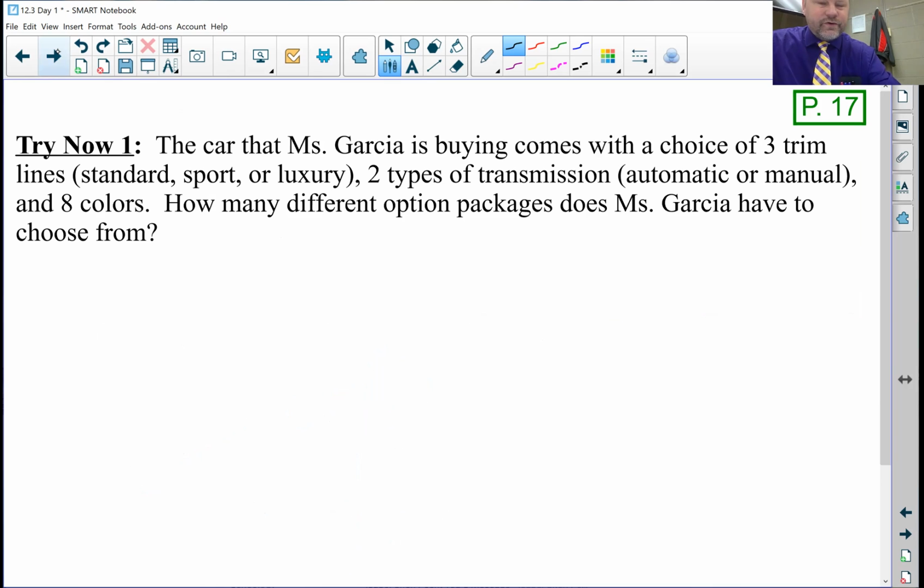Try this one on your own. The car that Miss Garcia is buying comes with a choice of 3 trim lines. She can get either the standard, the sport, or the luxury line. It comes with 2 types of transmission, automatic or manual, and 8 different colors. How many different option packages does Miss Garcia have to choose from? And rather than option packages, how many different vehicles could she buy? Is the way that I think about it.